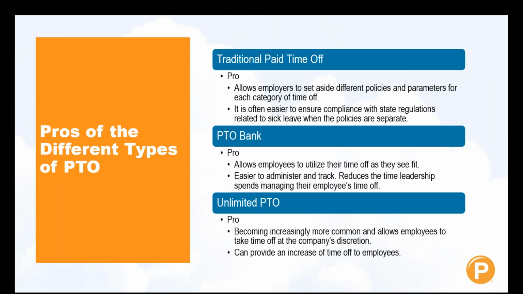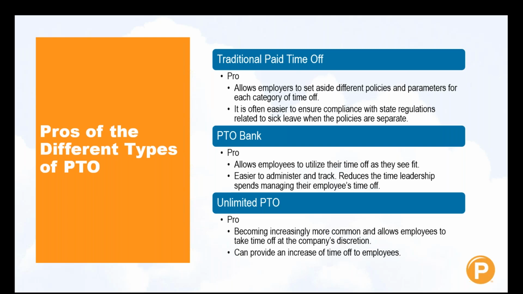The second, the PTO bank, a big pro is that it allows your employees to utilize their time off as they see fit. Maybe it doesn't matter to you what they're using the time off for, as long as they stick to their 2 weeks or whatever number you decide on. It can be easier to administer and track for the same reasons, and reduces the time leadership spends managing their employees' time off. We're not asking as many questions. They need a day, they get a day.